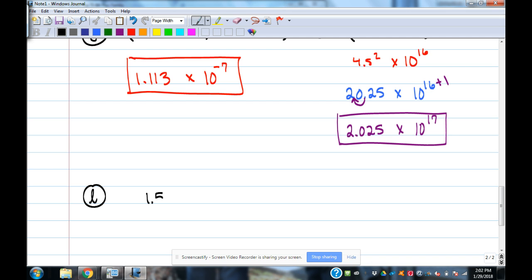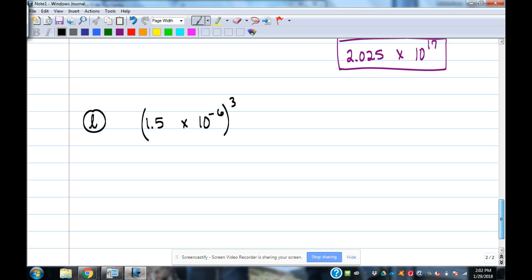So we had 1.5 times 10 to the negative 6 to the third. Ten to the what? Negative 18, good. 1.5 to the what? Third. We just need to work out what's 1.5 times 1.5 times 1.5. Is it 33.75 or 3.375?